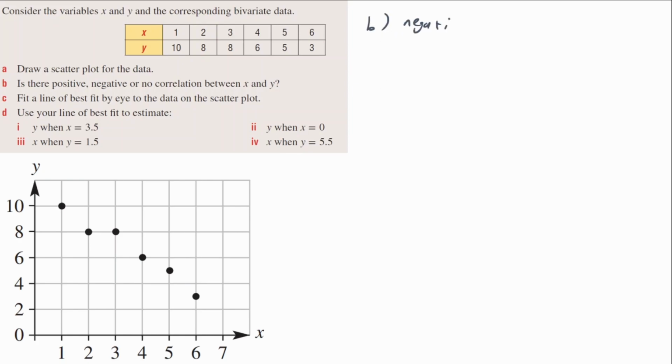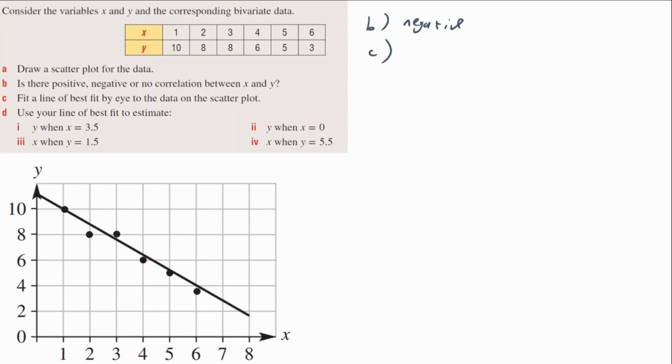And part C, fit a line of best fit by eye. So you get a ruler, try and get about half above and half below. And you should have a line that looks something like that. Once you've got the line of best fit, we're going to use it to make some predictions.